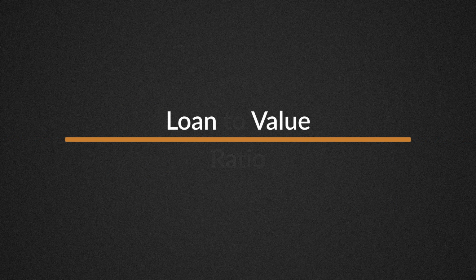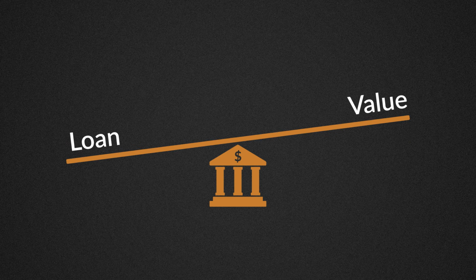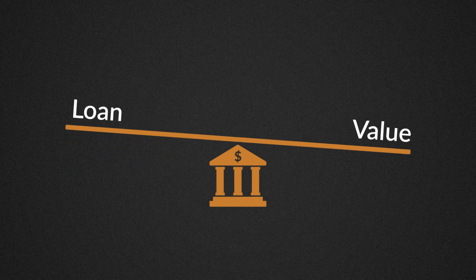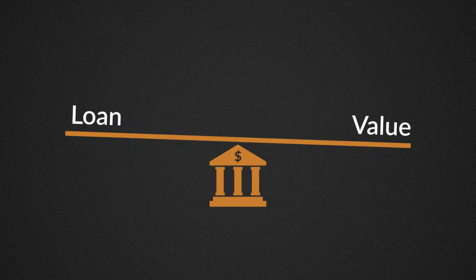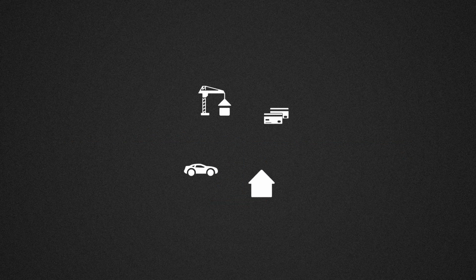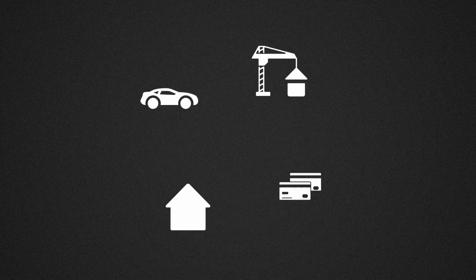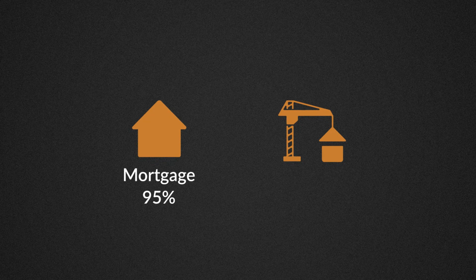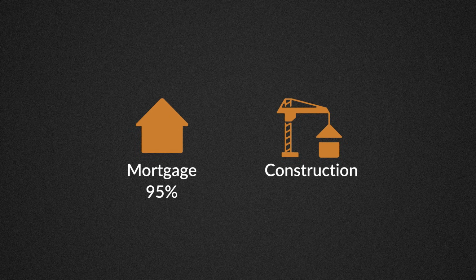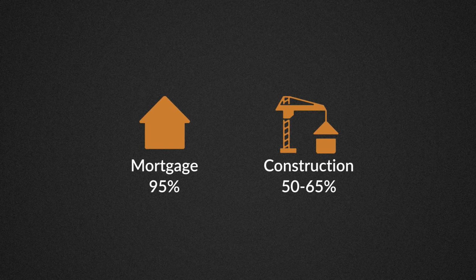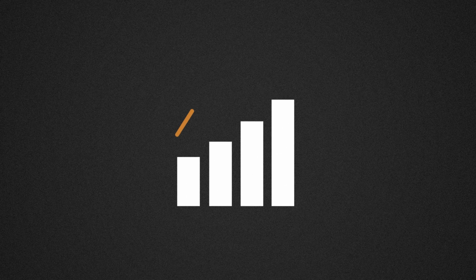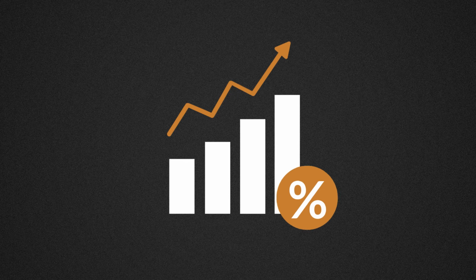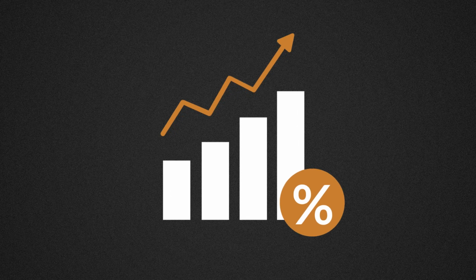Loan to value ratios aren't standardised. It's up to the lender to determine how much risk they are willing to tolerate and set their LVR thresholds accordingly. This means that loans for different purposes are subject to differing LVR requirements. A lender might be willing to loan up to 95% on a mortgage, but for construction funding, LVRs are normally 50 to 65%. As the LVR increases, lenders may start changing other aspects of the loan to compensate for the increased risk. Loans with a higher LVR also tend to charge a higher interest rate, which makes them more expensive for the borrower.